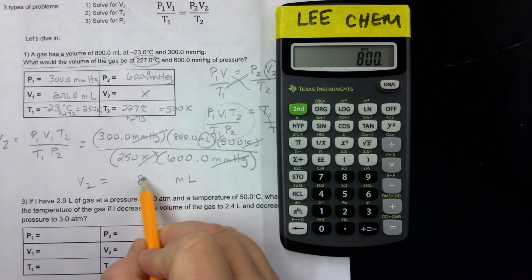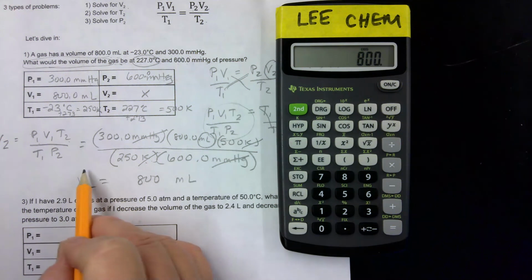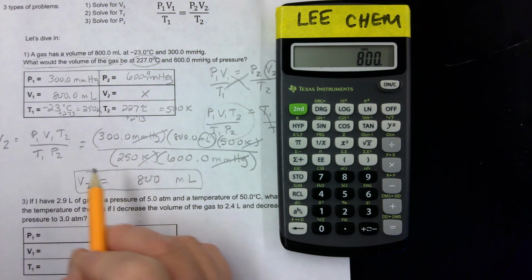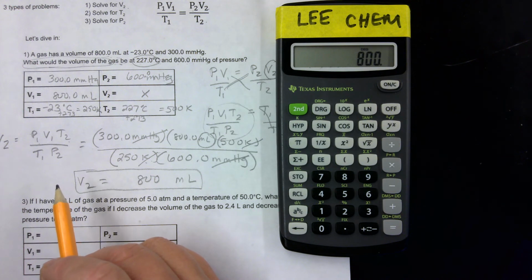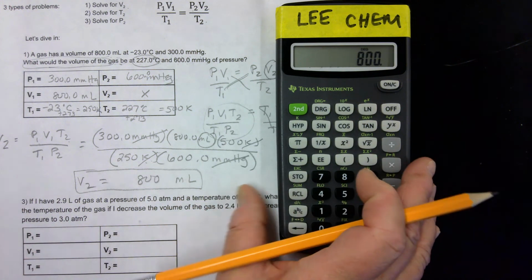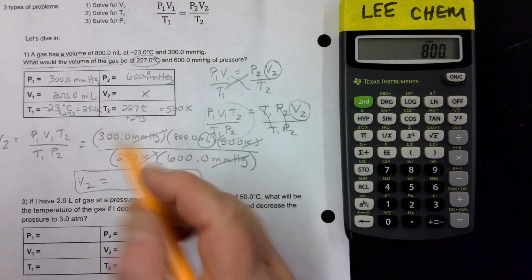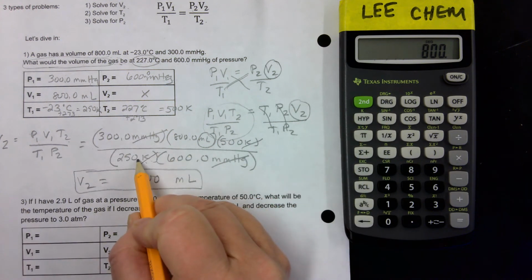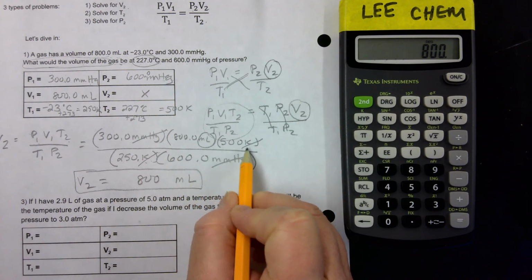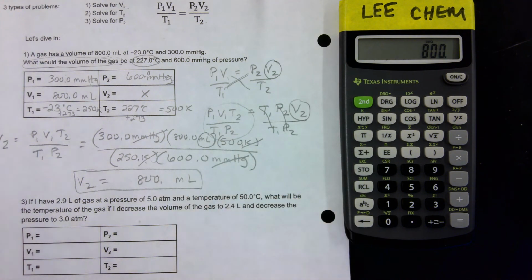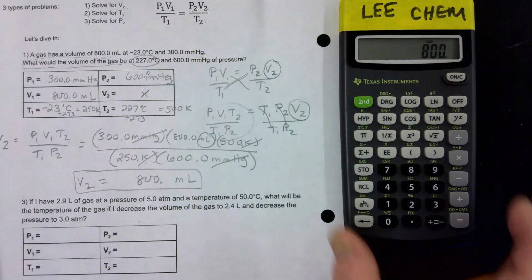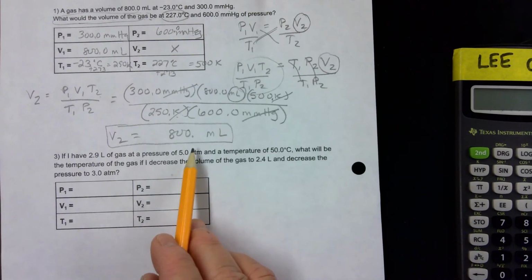So what I see here is 800 milliliters is my final volume here. If we were to consider significant figures, our original temperatures had 3 and 4 significant figures, so I probably should have indicated that here that we have 3 sig figs in those temperatures, meaning our final answer has 800. or 3 total sig figs.